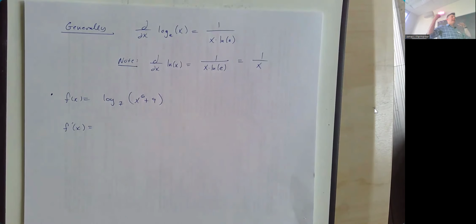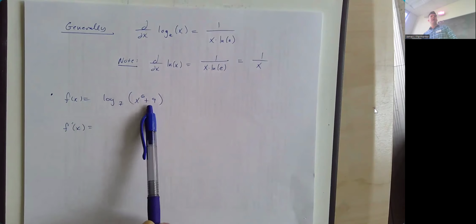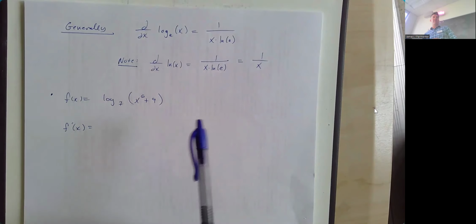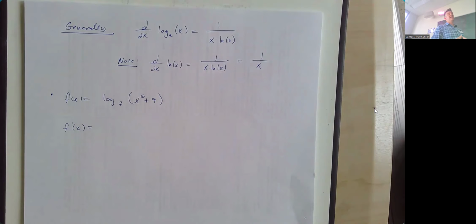Here's the way I would say this in my head. The derivative of the natural log of x is 1 over x. The derivative of the natural log of some stuff is 1 over the stuff times the derivative of the stuff. And the derivative of the log base 7 of some stuff is going to be 1 over the stuff times the derivative of the stuff. And then I also have to divide by the natural log of 7.